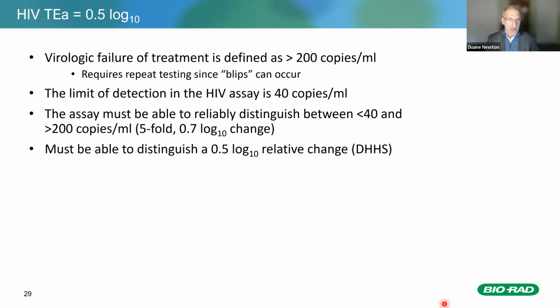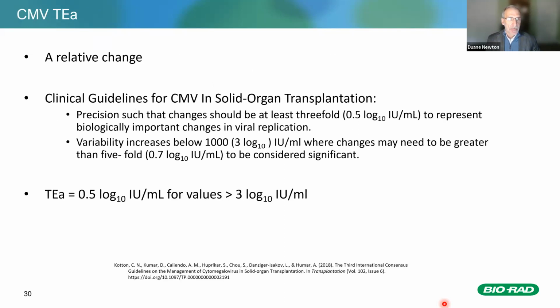So mathematically, as a 5-fold change, logarithmically, that's a 0.7 log change. But guidelines that have been established by the federal government, and through clinical trials, have established a more strict cutoff of 0.5 log relative change in a patient sample as clinically significant. So that's what we used as TEA for our study purposes.